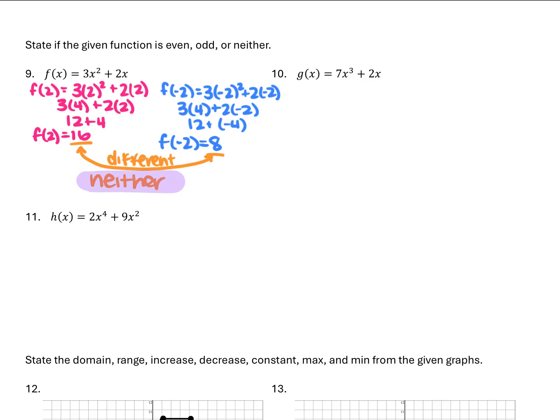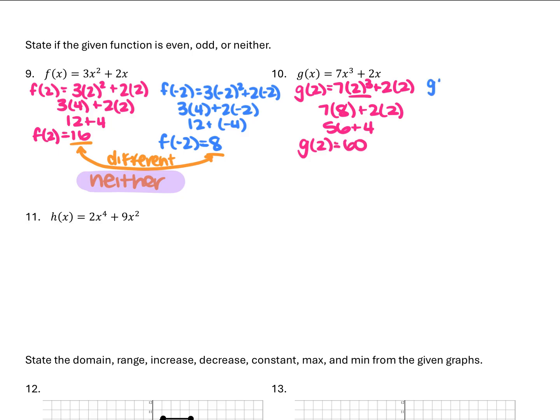For number 10, we're given g of x is equal to 7x cubed plus 2x. We're going to find g of 2 first. So that's going to be 7 times 2 cubed plus 2 times 2. You're going to do your power first. So that's 7 times 8 plus 2 times 2. Your 7 times 8 gives you 56, and your 2 times 2 is 4. So that means g of 2 is 60.